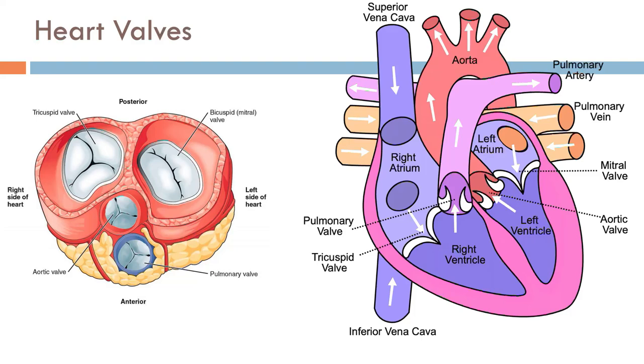Right. So again, your tricuspid valve, the pulmonic semilunar valve, your mitral or bicuspid, and then the aortic semilunar valve.